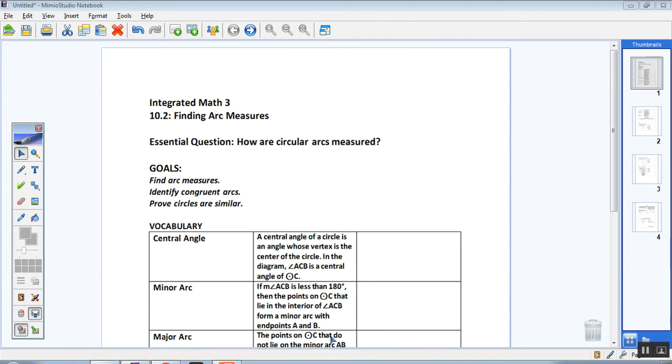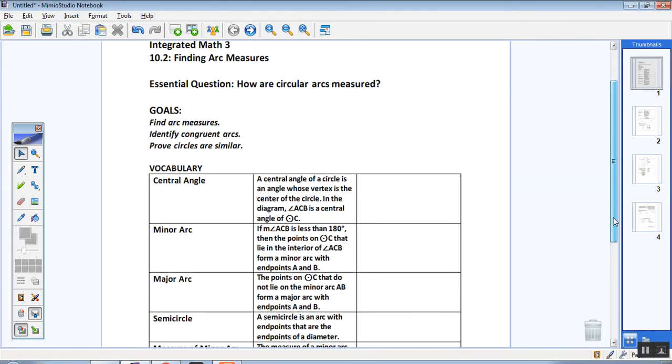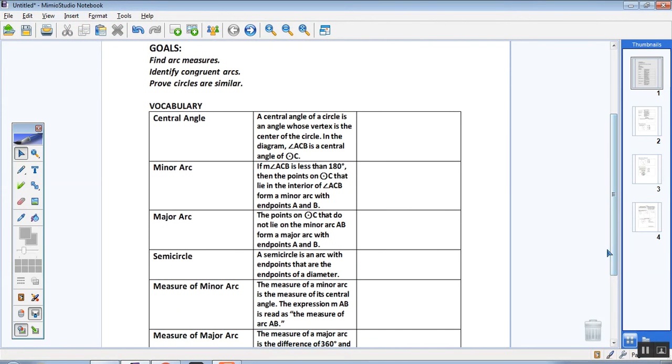circles are what? Similar. Similar, okay? All circles are the same what? All circles are the same shape, but not necessarily the same size. So that would make them similar. Lot of vocab today. Let's roll. First one today. What is it?